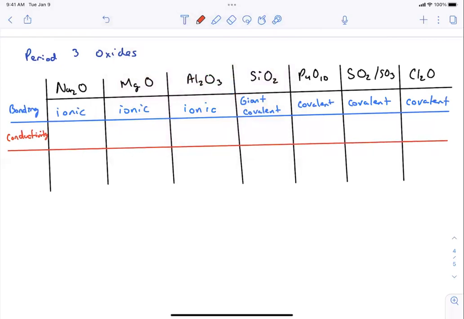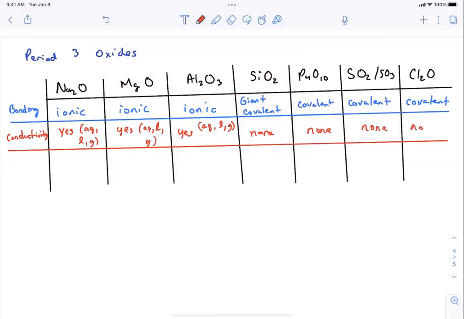Conductivity. This relates to bonding as well. These ionic ones are conductive, but only in aqueous, liquid, and gas form, because remember, you need free ions to be able to conduct electricity. And these covalent ones have no conductivity, as a pure species, I should say.